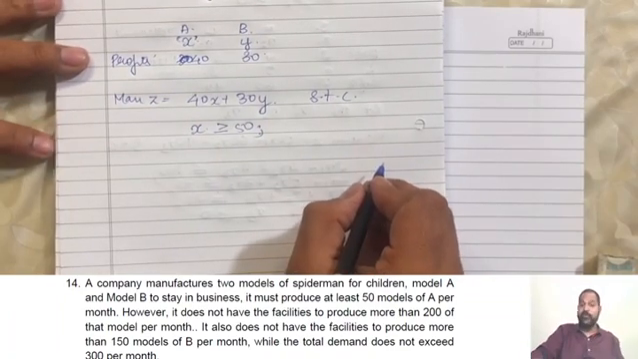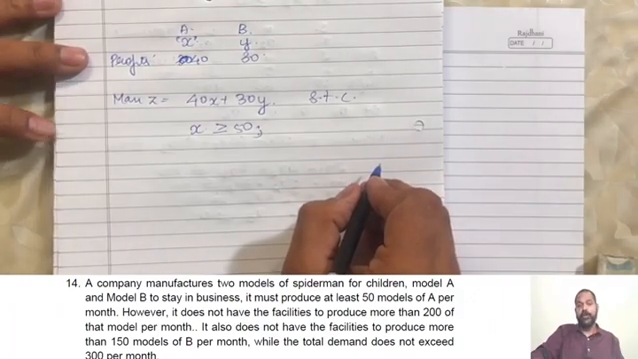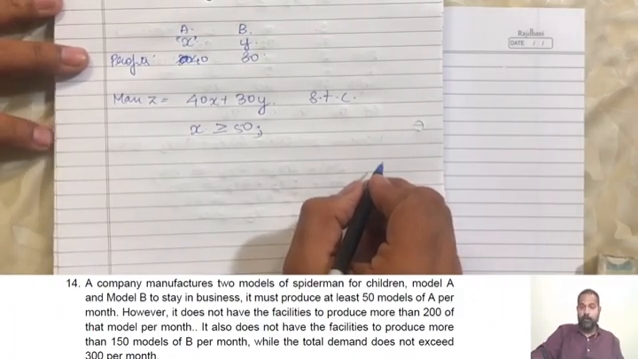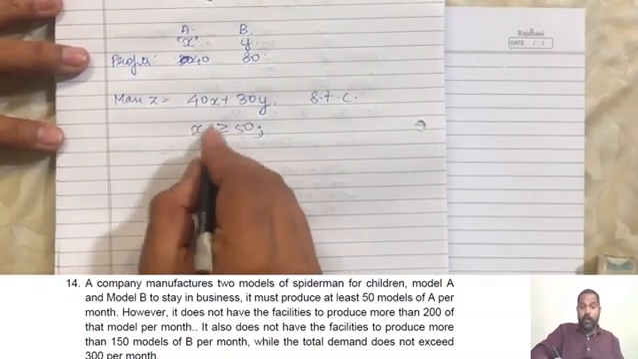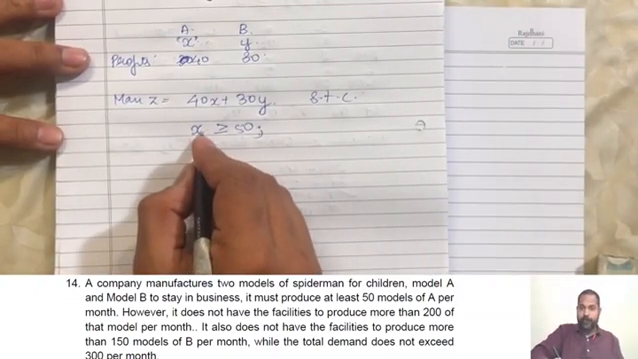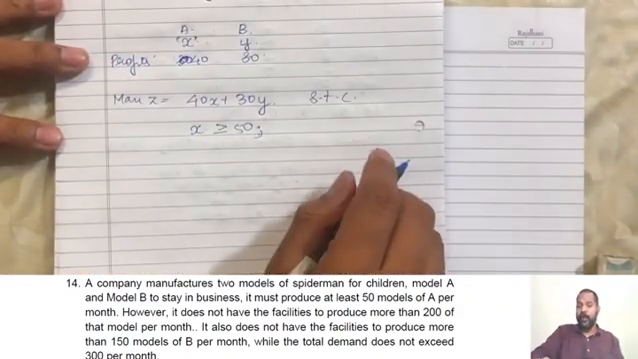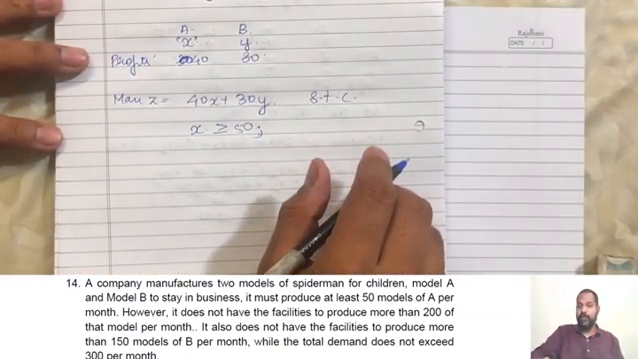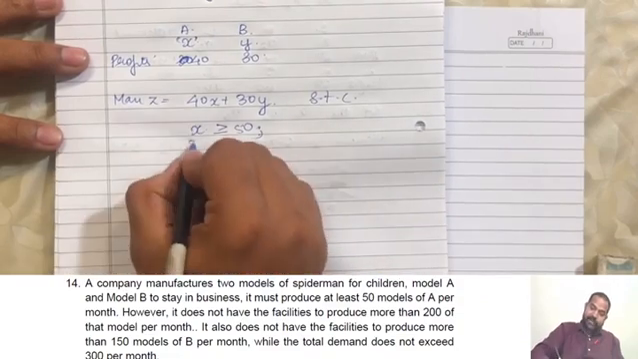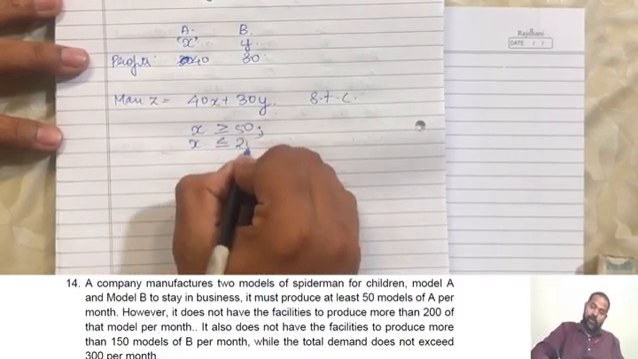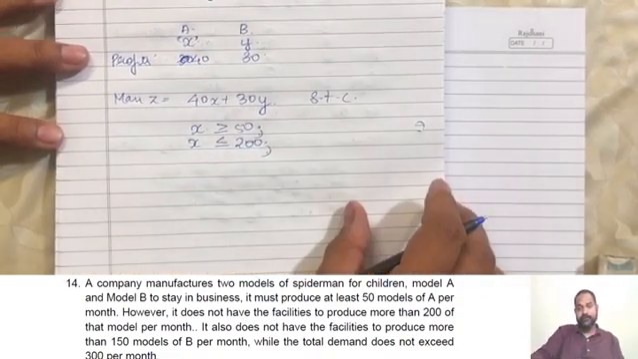However, it does not have the facility to produce more than 200 of that model per month. Although the total number of A produced should be more than 50, resource-wise, nobody can produce more than 200. Which means that X should be less than or equal to 200.